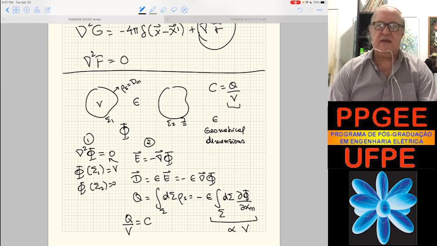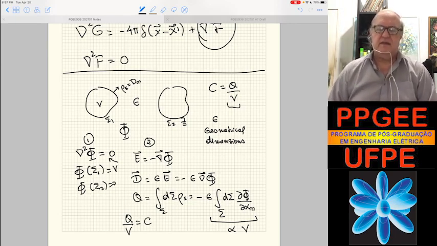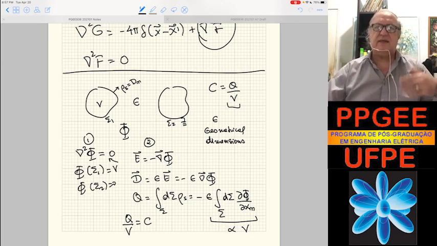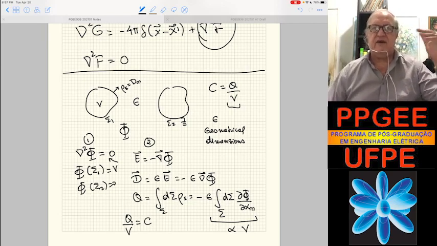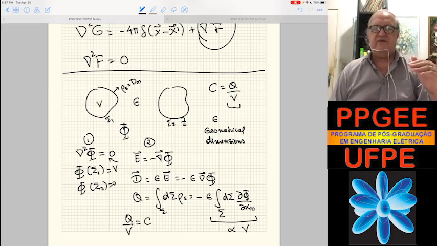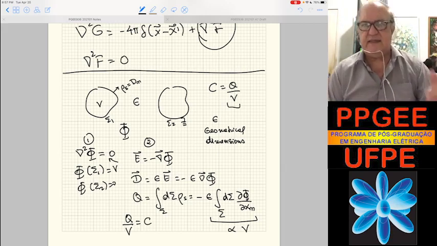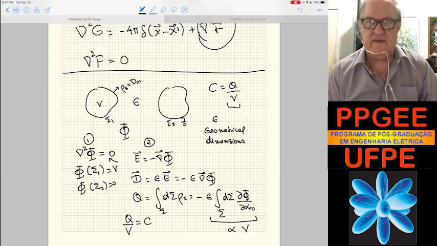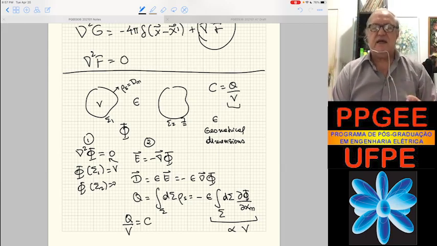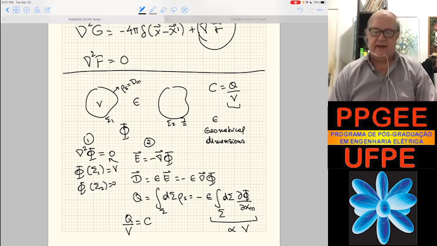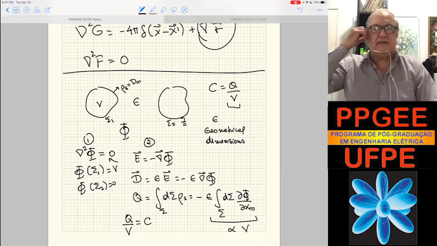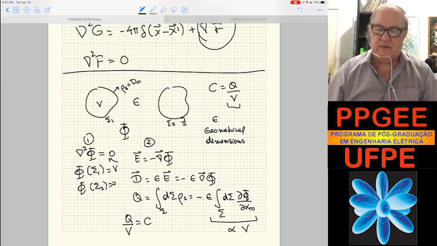I'm just doing this quickly because this is a theme for the undergraduate course, just outlining how it is. Solve a boundary value problem, find the potential, find the E field, find D, find the surface density of charge on the positive electrode, calculate the total charge divided by V, then you have the capacitance. If you have more conductors, it's going to be more complicated because the boundary value problem is more complex.